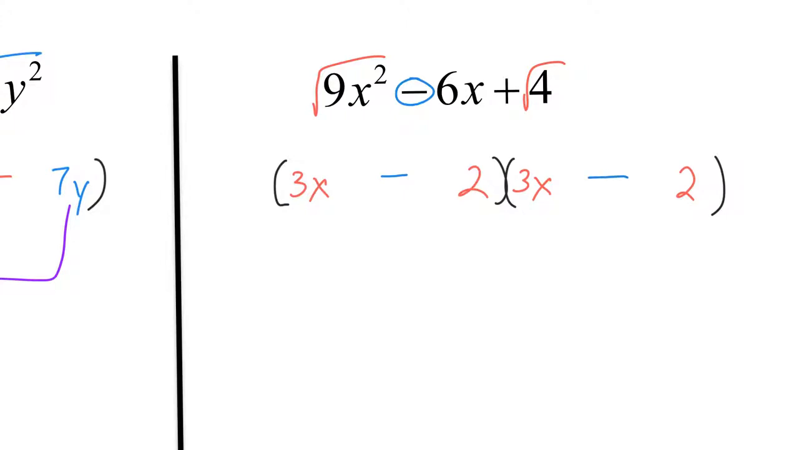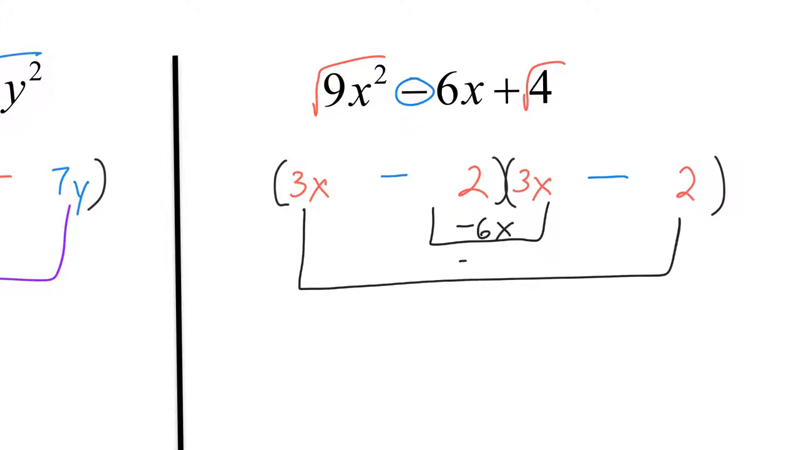But I want you to notice, if you check the term in the middle, when you multiply these two terms, you get negative 6x. And when you multiply these two terms, you get negative 6x. And when you combine, we get a negative 12x. Well, guess what? This one here is not the term in the middle. So since it doesn't work, you are going to write prime.